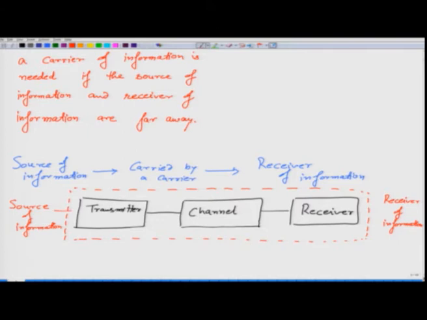So, from the source of information it goes to the transmitter, from the transmitter it is passed through a channel, through the channel it goes to the receiver, and from the receiver finally it is available for the receiver of information. Now, in the channel mostly a lot of unwanted information is also added, and we call that unwanted information noise.